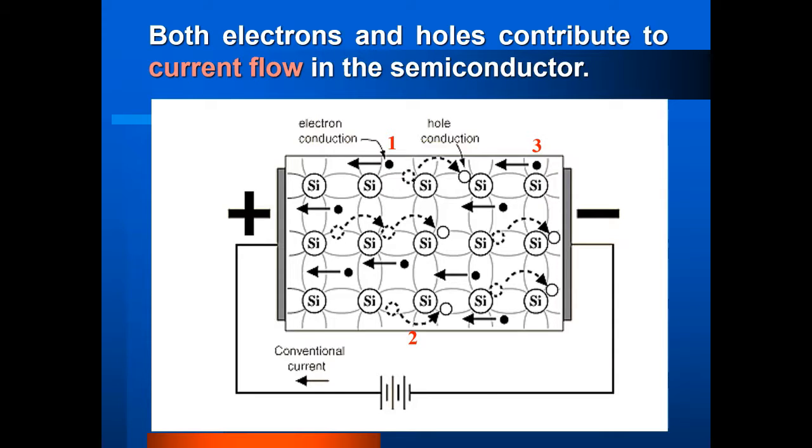This diagram shows the hole and the electron which conduct the electricity in the semiconductor. You can see here I labelled the numbers 1, 2, and 3. Number 1 here is the free electron moving. Number 2 is the electron jumping from one hole to another hole. Number 3 is the free electron from the covalent bond.